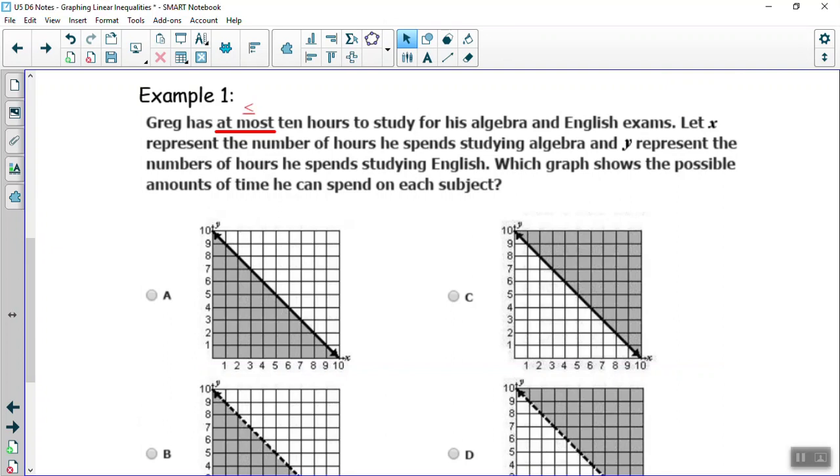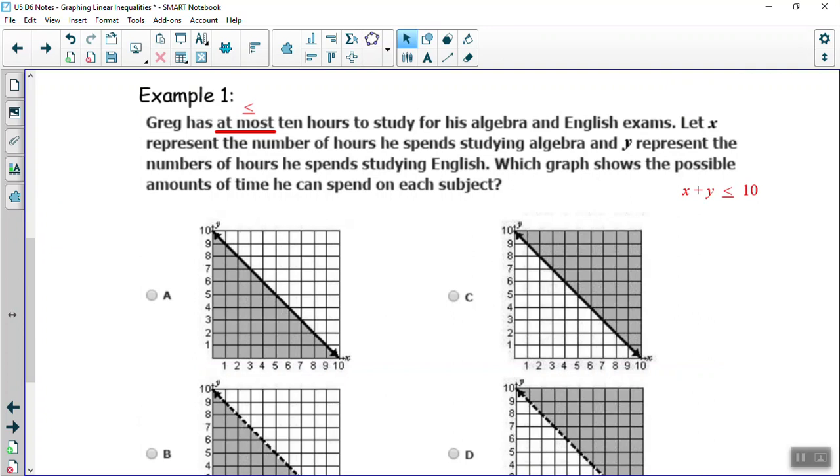All right, so let's write our equation, because that's the next thing we need to do. We know that X represents the number of hours spent studying algebra, and Y represents the number of hours he spends studying English. Right? He plans on studying at most 10 hours. So we can add together the number of hours that he spends studying algebra and the hours he spends studying English to write our equation. So the number of hours he spends studying algebra plus the number of hours he spends studying English will be at most 10 hours.